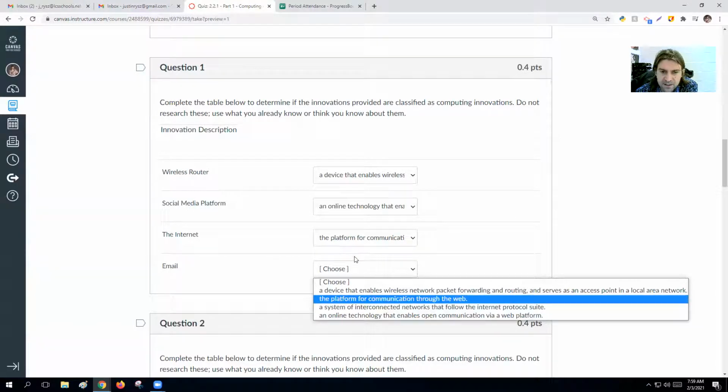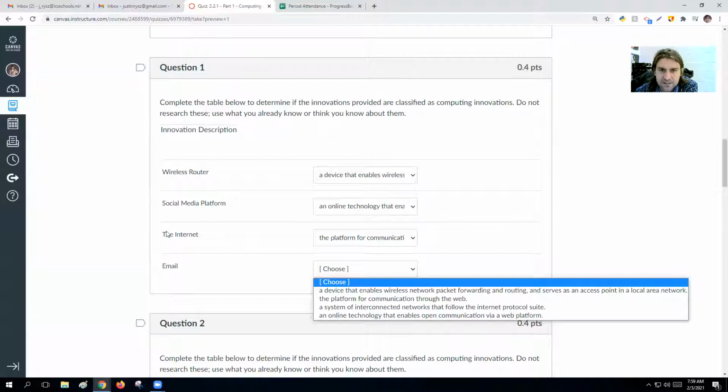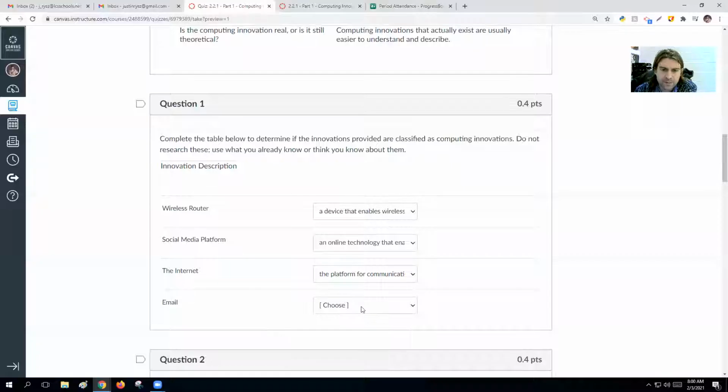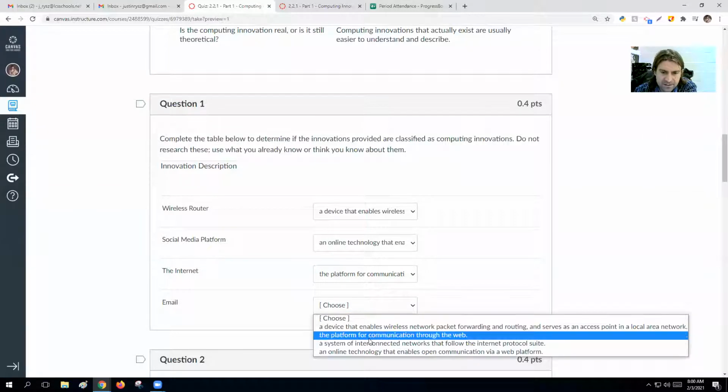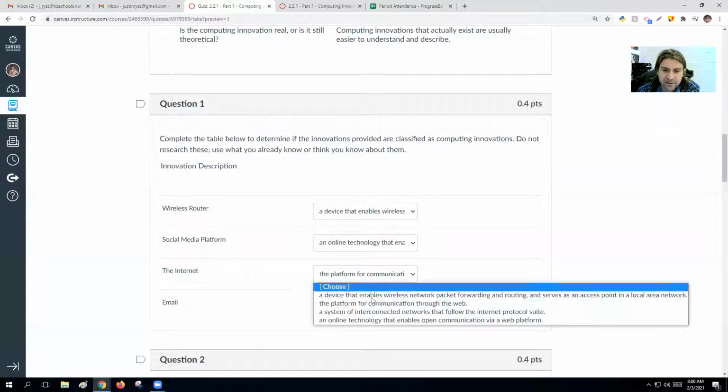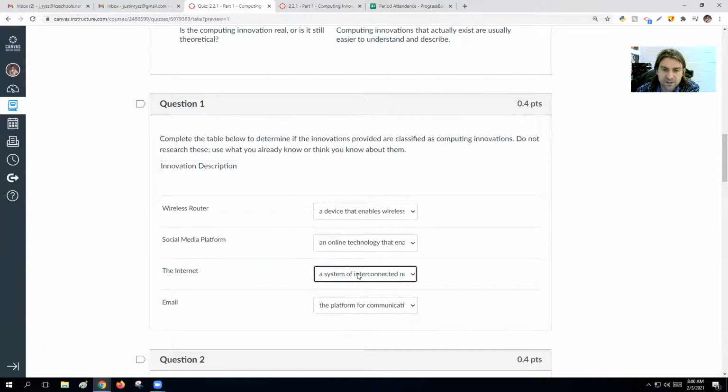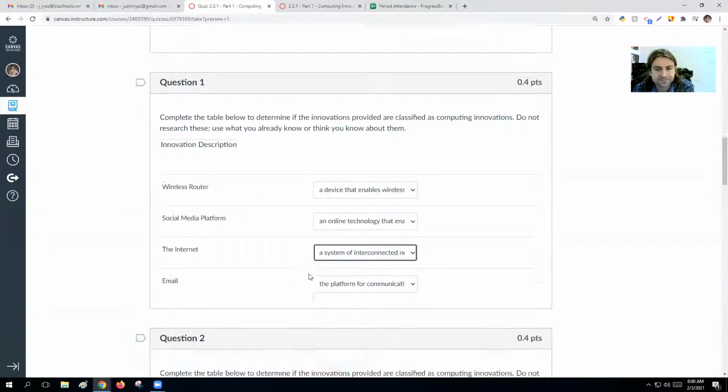Oh, let's see. This is a little tricky, so take your time. Let's see if we can decipher between the two. Well, the biggest thing is that email does allow for communication, so we definitely know that. And the internet is a system of interconnected networks. So this would make sense.